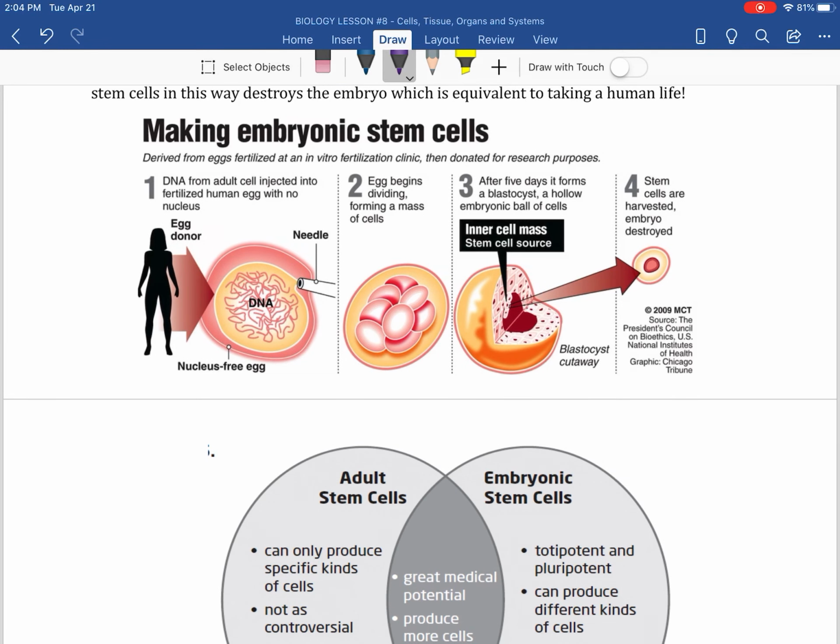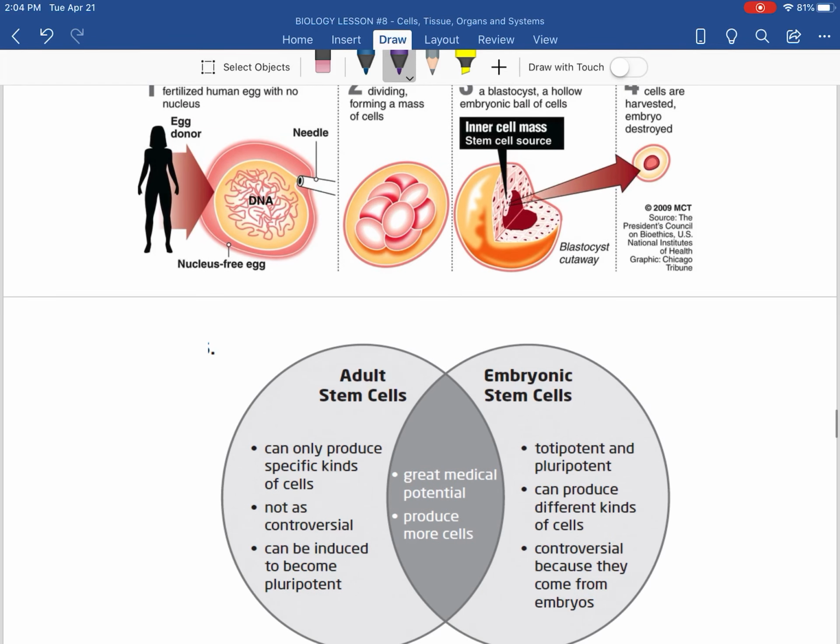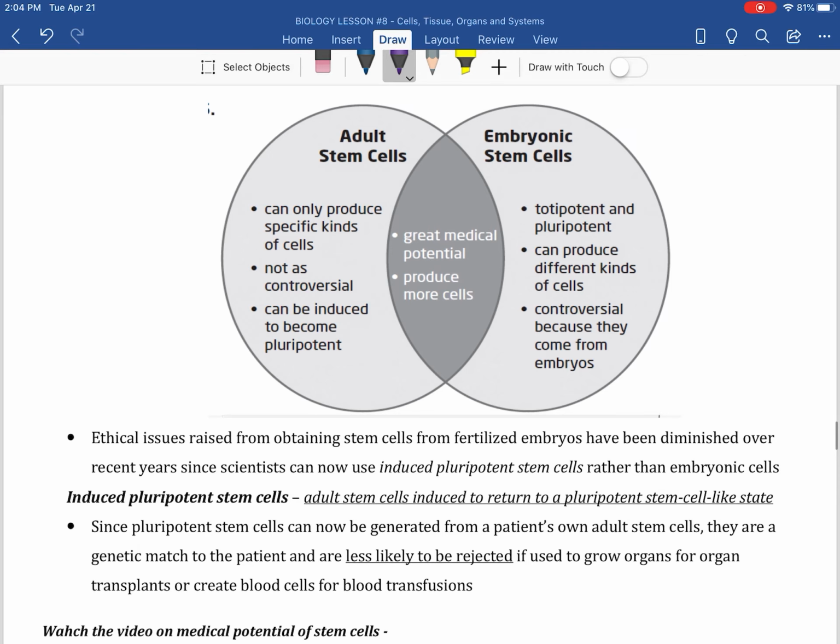Here's a diagram of how embryonic stem cells are made. I'm not really interested in having you know this, so this is just for interest's sake here. Okay, and when we take a look at this Venn diagram, this compares and contrasts an adult stem cell that we can find in our bodies right now, so usually in the bone marrow, or in some cases the umbilical cord. Okay. Embryonic stem cells can only be harvested from embryos.